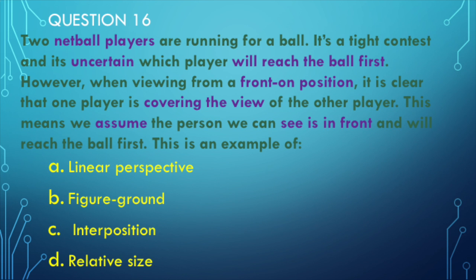Question 16. Two netball players are running for a ball. It's a tight contest and it's uncertain which player will reach the ball first. However, when viewing from a front-on position, it is clear that one player is covering the view of the other player. This means we assume that the person we can see is in front and will reach the ball first. This is an example of linear perspective, figure ground, interposition, or relative size?